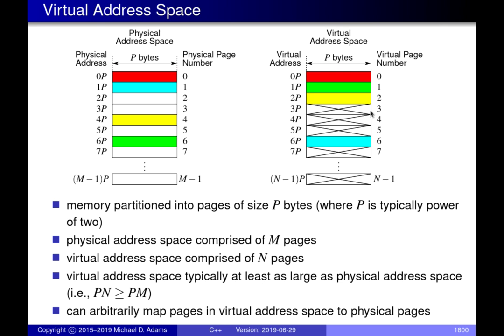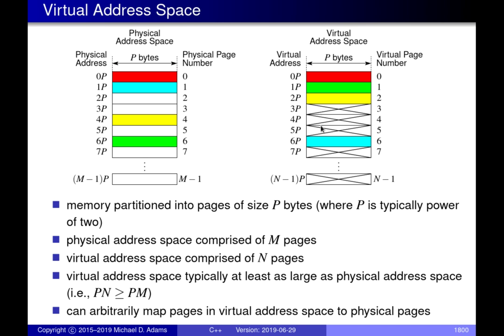So we map virtual pages into physical pages. For each page in the virtual address space, we can map it to a particular page in the physical address space. So for example, in this diagram here, virtual page number 0, which is marked by red here, is mapped into physical page 0 in the physical address space. And then virtual page number 1 is mapped into physical page number 6, and virtual page number 2 is mapped into physical page number 4, and virtual page number 6 is mapped into physical page number 1.